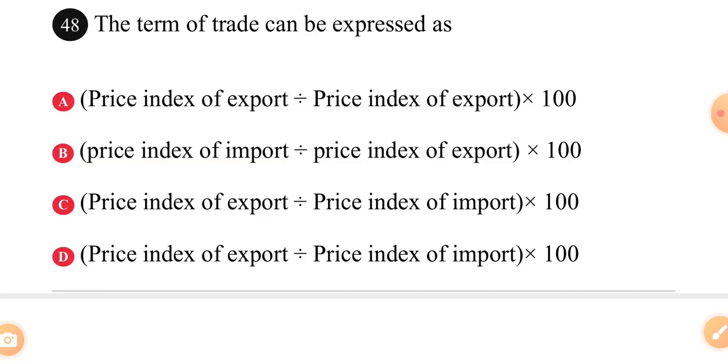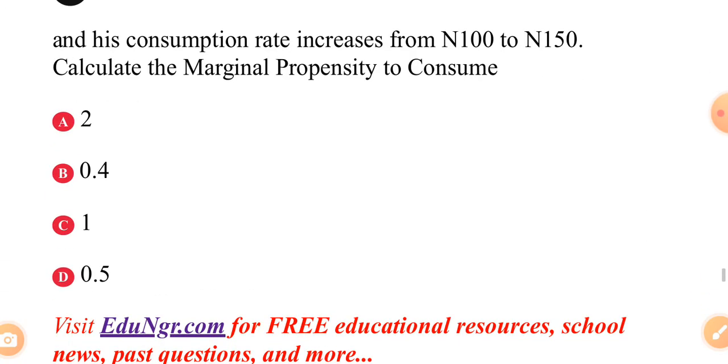What do you think is the answer? It's getting complicated. The answer is simple. The term of trade can be expressed as C, price index of export over price index of import multiplied by 100. Do you understand?